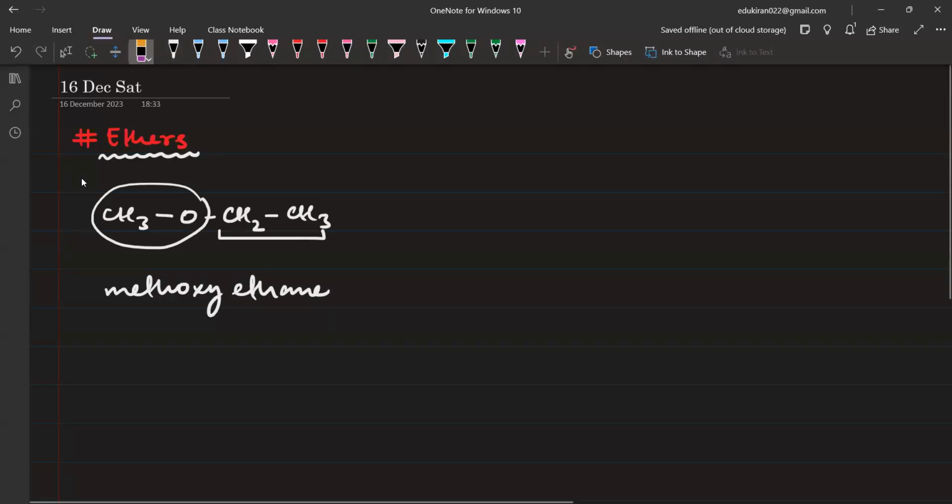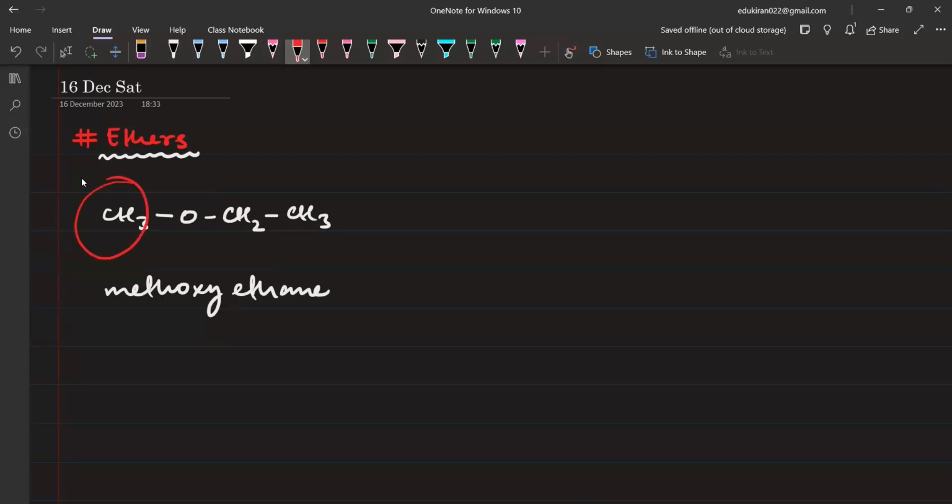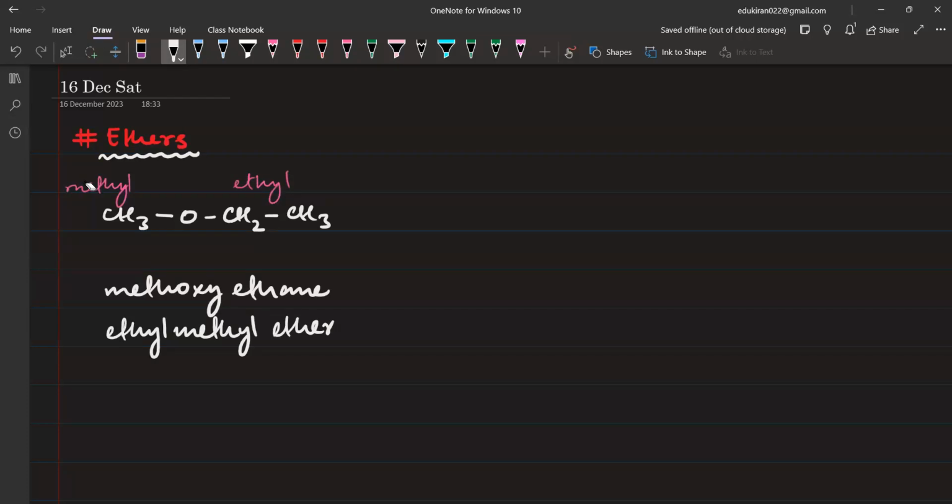The common name for this is going to be, first of all, you identify this molecule is ether. And what substituents is it having? It is having a CH3 group and a CH2 CH3 group. So it is having a methyl group and an ethyl group. So we can say that this is an ether which has ethyl and methyl group. So इसका नाम क्या हो जाएगा? The name is going to be ethyl methyl ether. ठीक है?